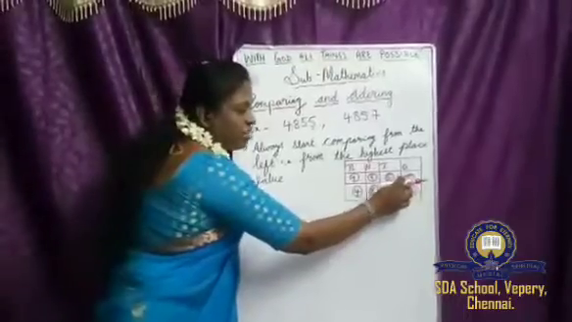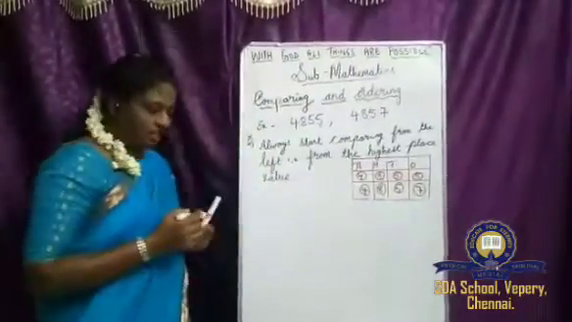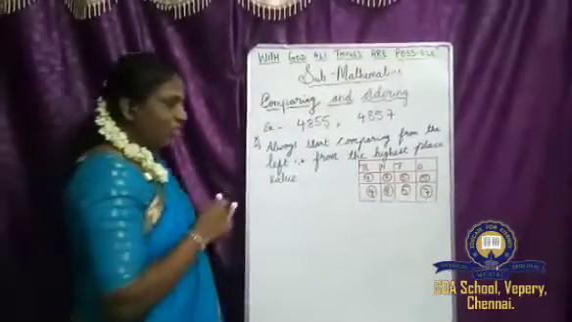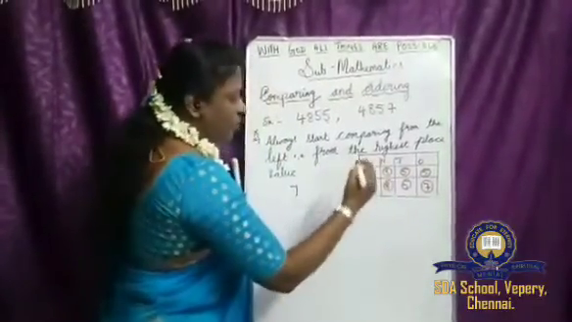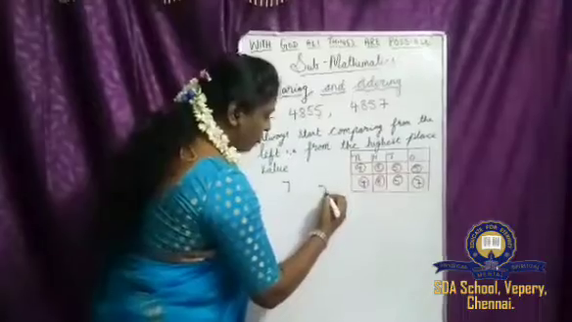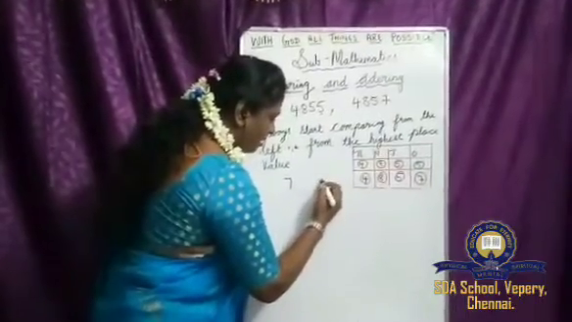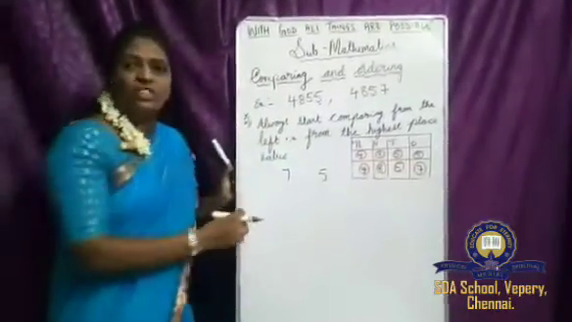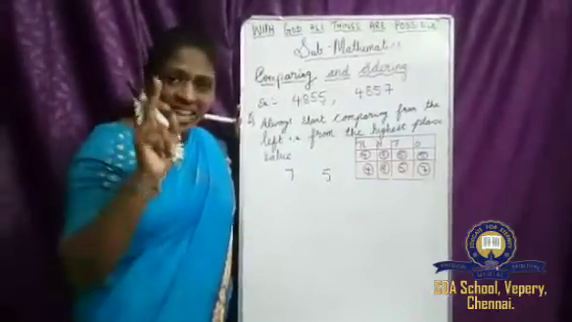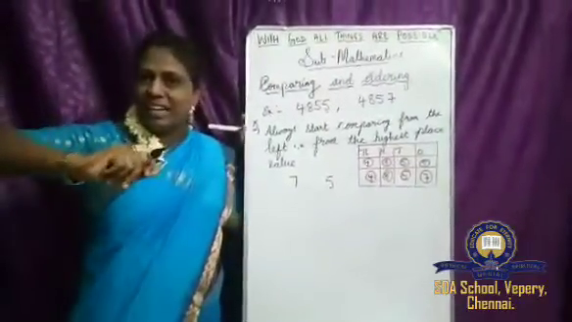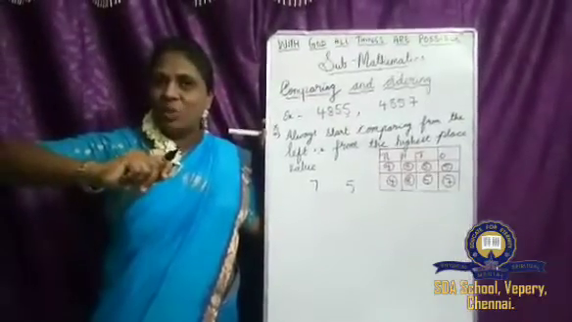In this, is 5 greater or is 7 greater? Yes, 7 is greater. So which is lesser? 5. So how will you write the greater than sign? Just remember your right hand. Yes, very good. Just keep your right hand and see which side is open.